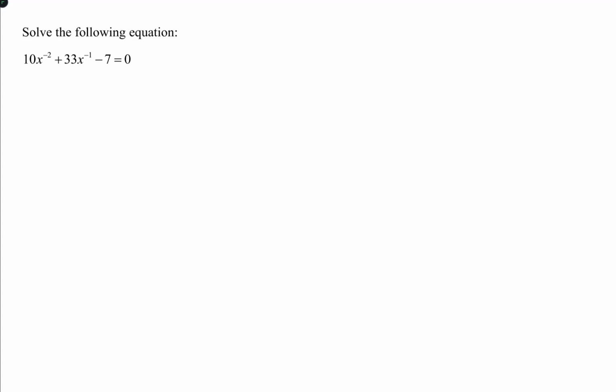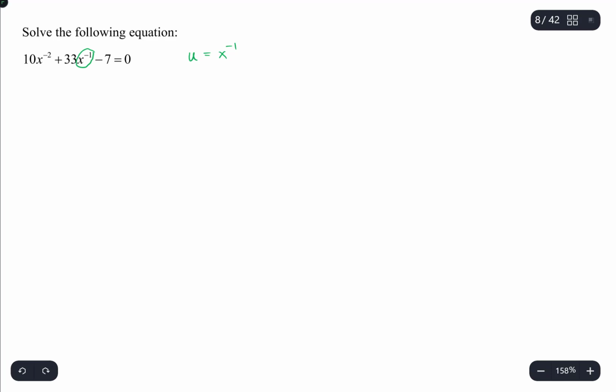Solve the following equation. 10x to the negative second power plus 33x to the negative first power minus 7 equals 0. So this particular equation looks very similar to a quadratic, but it's not quite a quadratic. However, if we observe that we could make a substitution with u equals x to the negative 1, so just whatever this variable part is right here.